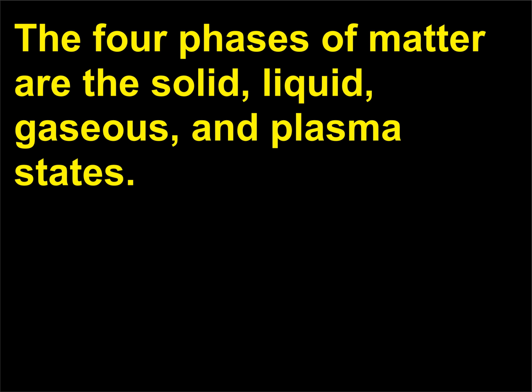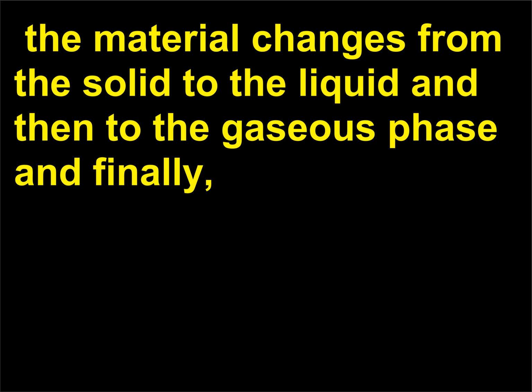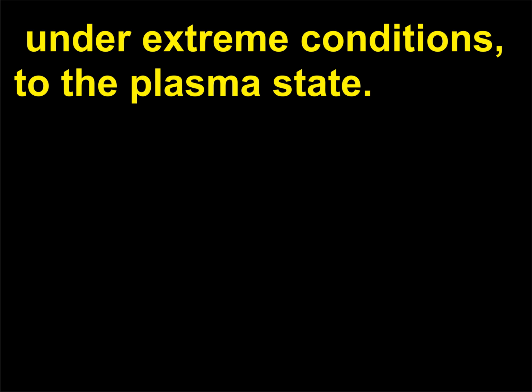The four phases of matter are the solid, liquid, gaseous, and plasma states. Solid phases are found at lower temperatures, as the amount of internal energy increases. The material changes from the solid to the liquid and then to the gaseous phase and finally, under extreme conditions, to the plasma state.